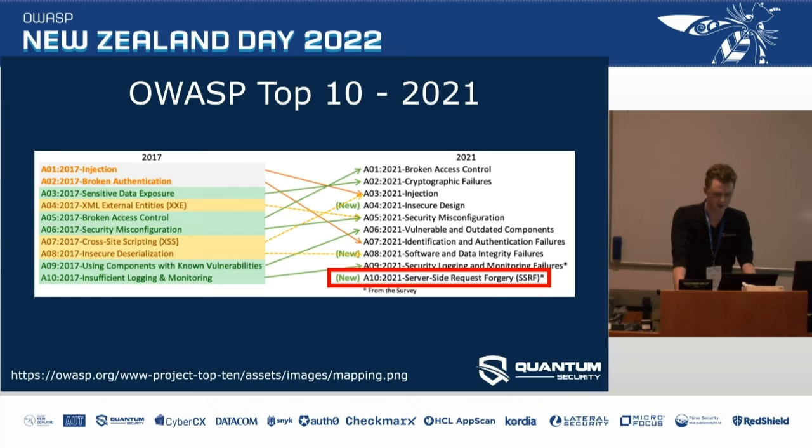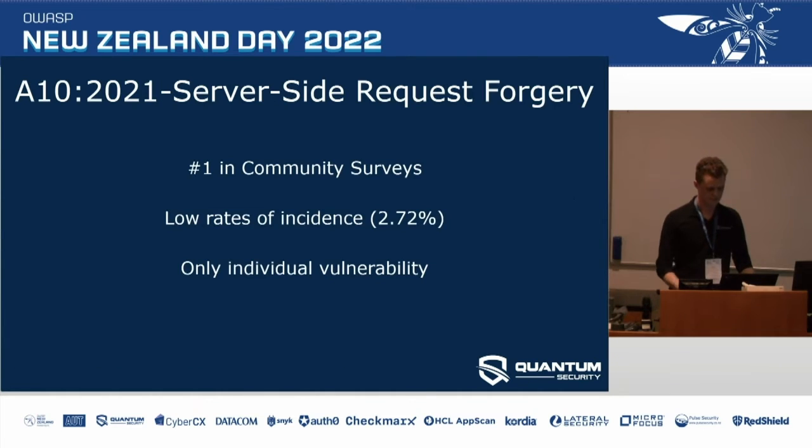You'll also note that it's got an asterisk on it, and that means this was generated from community surveys, whereas traditionally OWASP uses data pulled from testing from partner organizations. This year, they reached out to the community, got their input from security experts, and they added some entries based on that. So server-side request forgery was the number one most cared about vulnerability in the community surveys.